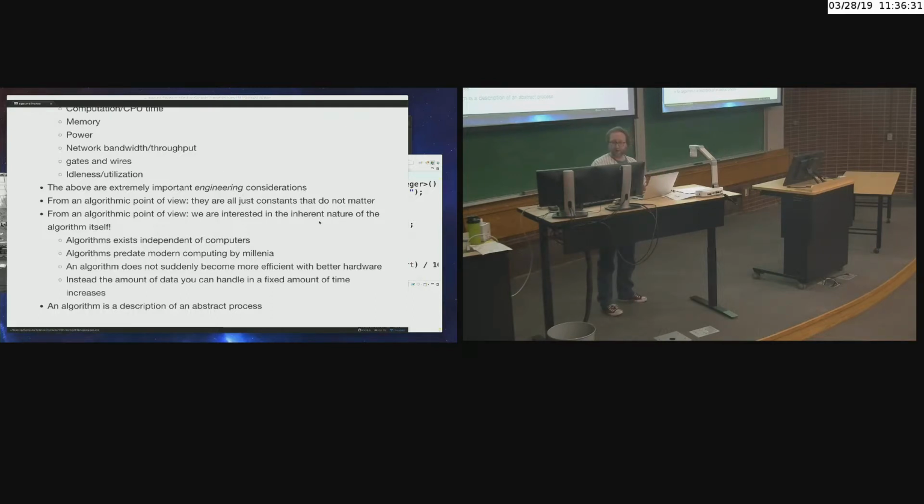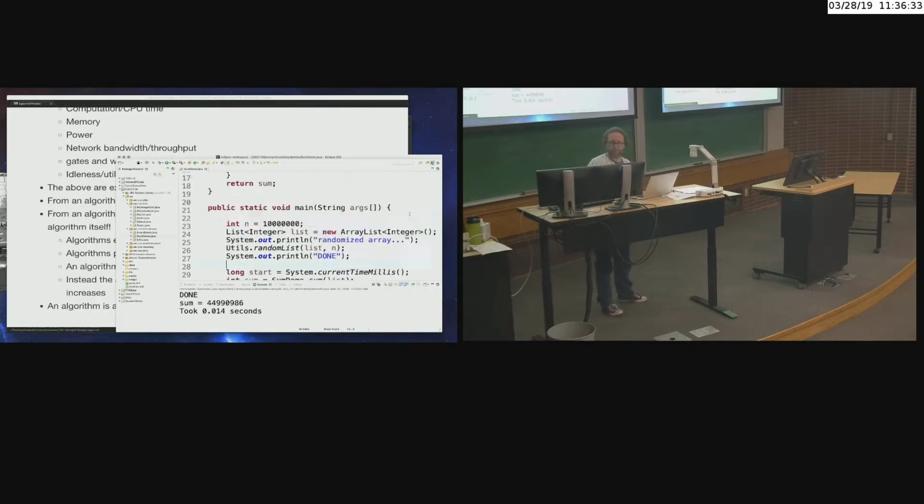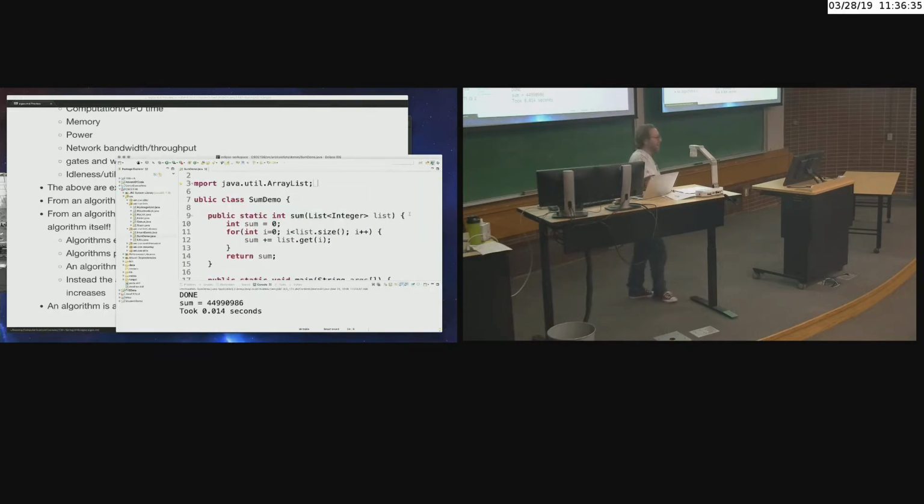Let me go back to Eclipse here, right? This is kind of an algorithm, but it's not really. What is that thing there on lines 9 through 15? It's a Java method, right? That's not necessarily an algorithm. That's an implementation of an algorithm. If I rewrote this for, say, C or Python or whatever, it would be the same algorithm, but in a different language. It would be a different implementation of that algorithm.